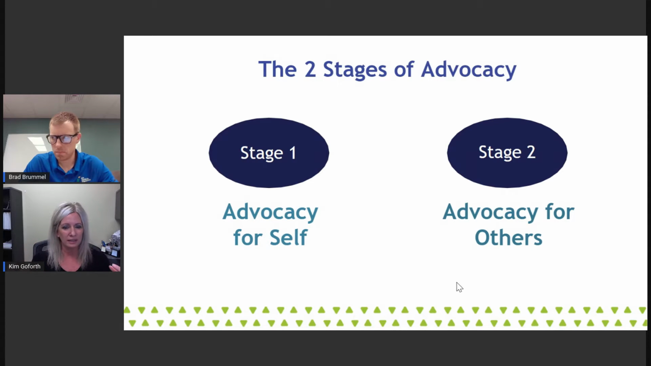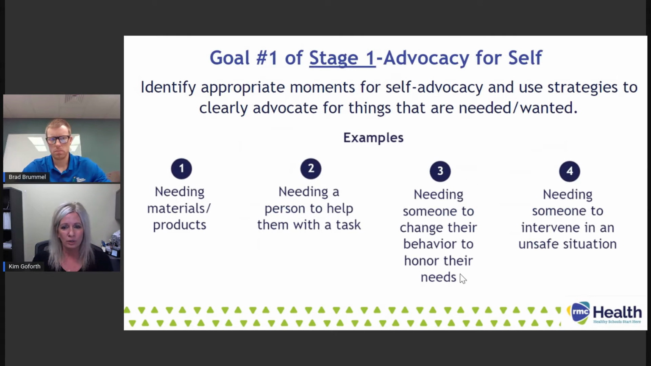And so as we navigate this time that we have together today, we're going to look at each stage individually. And so the goal of stage 1, again, is advocacy for self. It's to identify appropriate moments for when students need to self-advocate, and then to find the strategies that will clearly advocate what they specifically need or want.